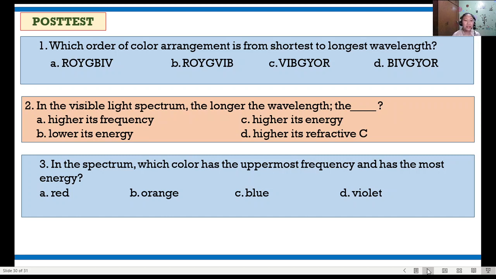Number 2. In the visible light spectrum, the longer the wavelength, the blank. A. Higher its frequency. B. Lower its energy. C. Higher its energy. D. Higher its refractive index or refraction. Number 3. In the spectrum, which color has the uppermost frequency and has the most energy? A. Red. B. Orange. C. Blue. D. Violet.